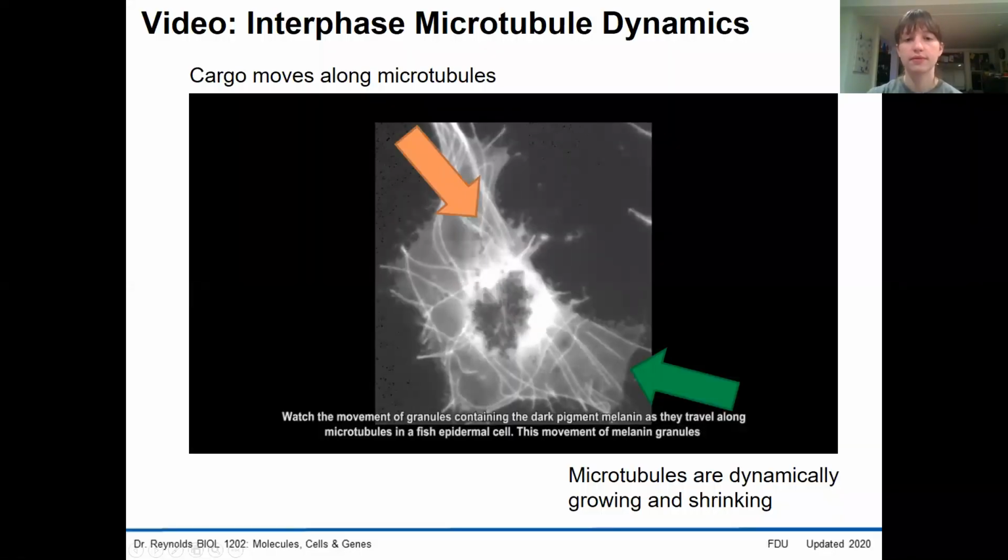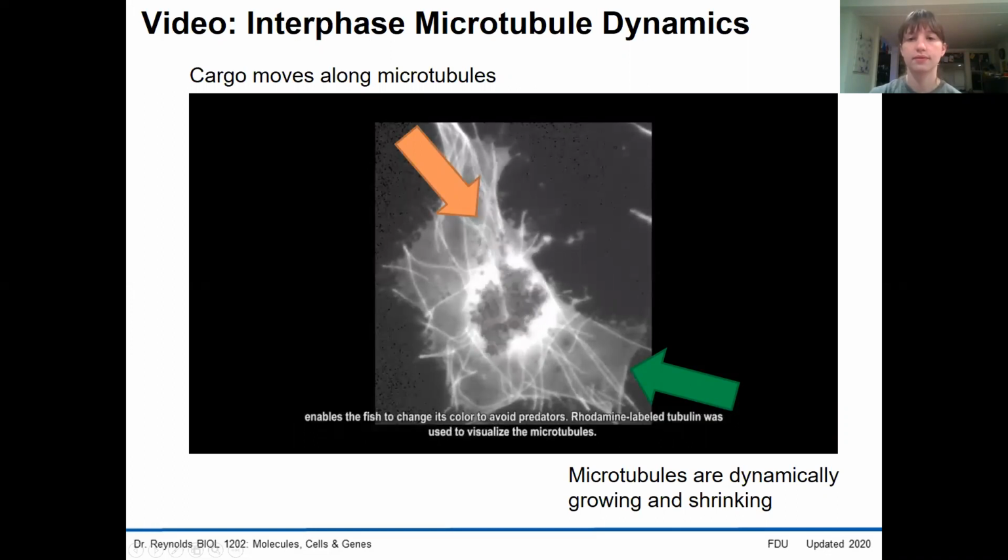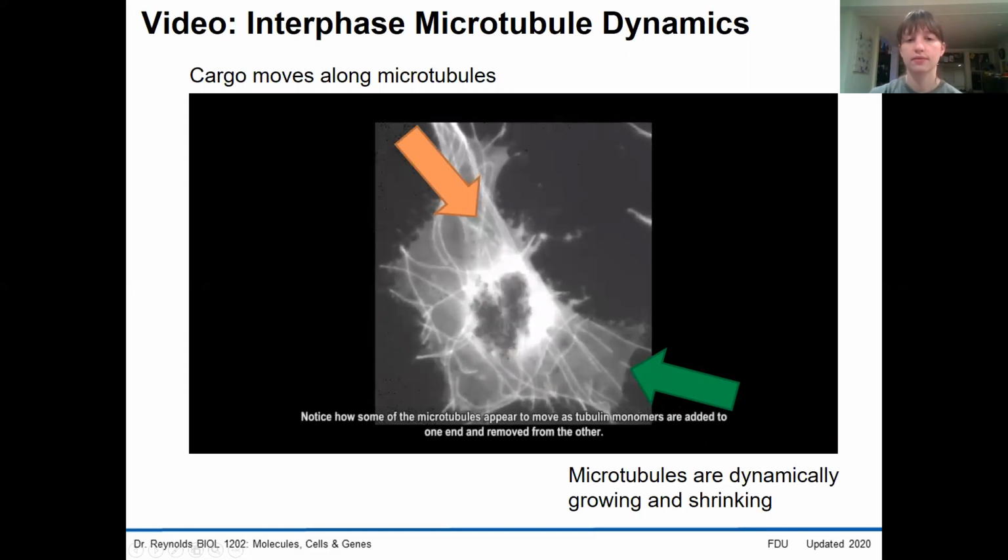Containing the dark pigment melanin as they travel along microtubules in a fish epidermal cell. This movement of melanin granules enables the fish to change its color to avoid predators. Rhodamine-labeled tubulin was used to visualize the microtubules. Notice how some of the microtubules appear to move as tubulin monomers are added to one end and removed from the other. Credit, Gary Borisy, Northwestern University Medical School.